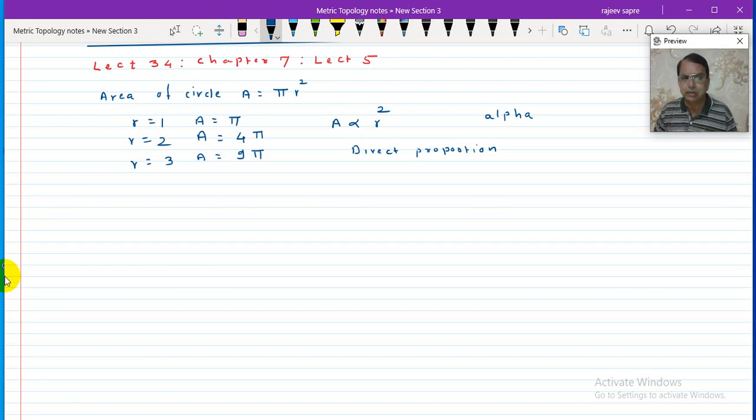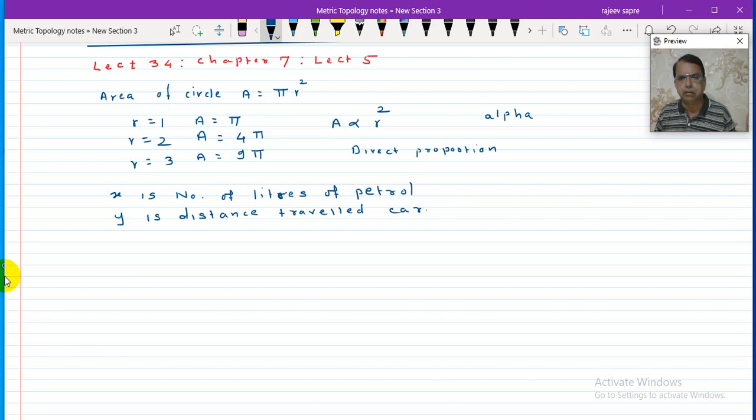Let us take an example. Say x is the number of liters of petrol, and y is the distance traveled by car. Now you know we always calculate the average of the car, that is, how many kilometers the car goes in one liter of petrol. If we fill one liter of petrol in the car, how many kilometers does it go? Suppose it goes 20 kilometers.